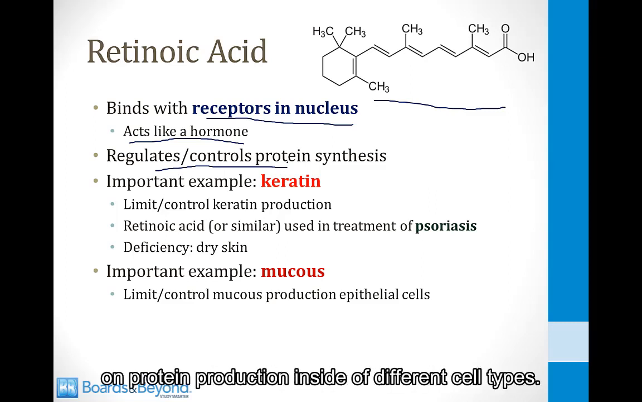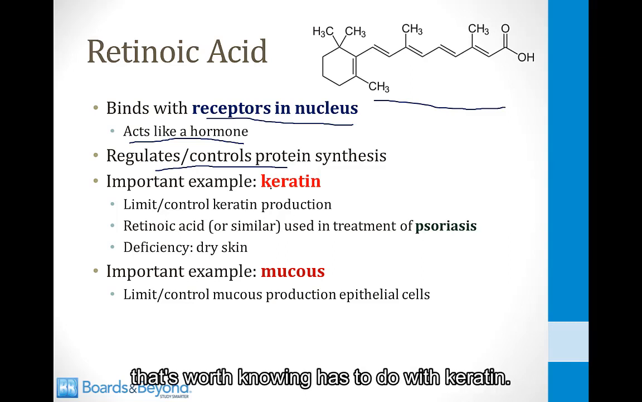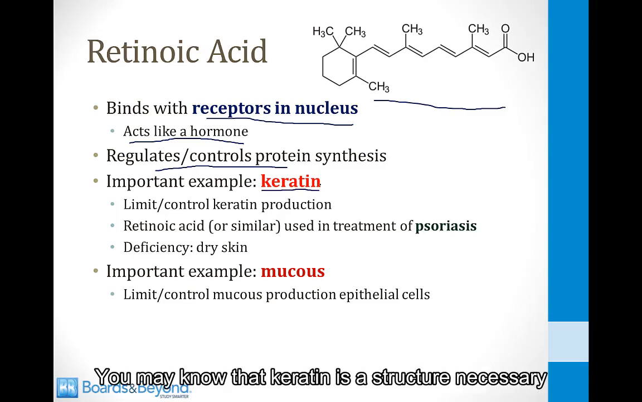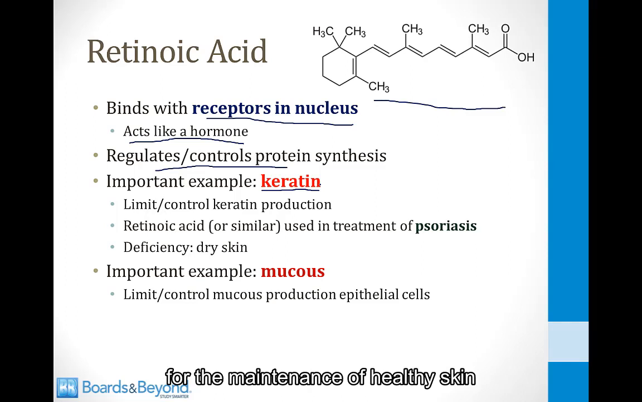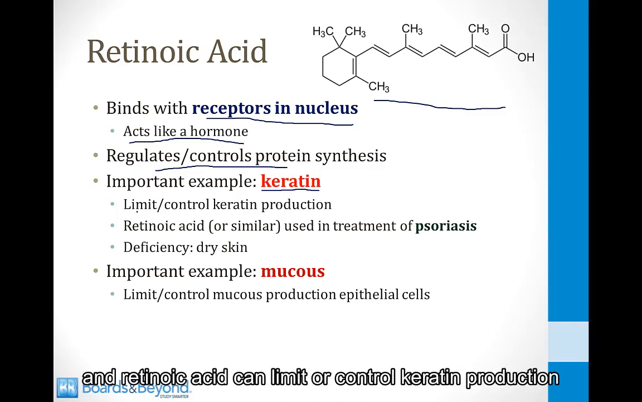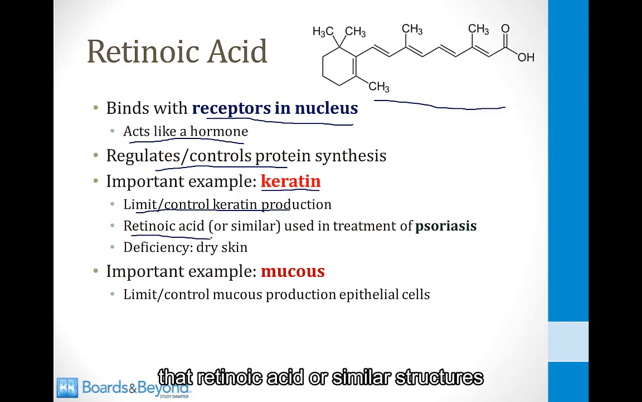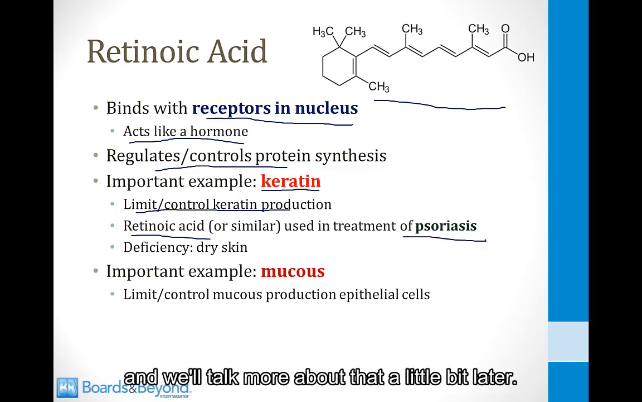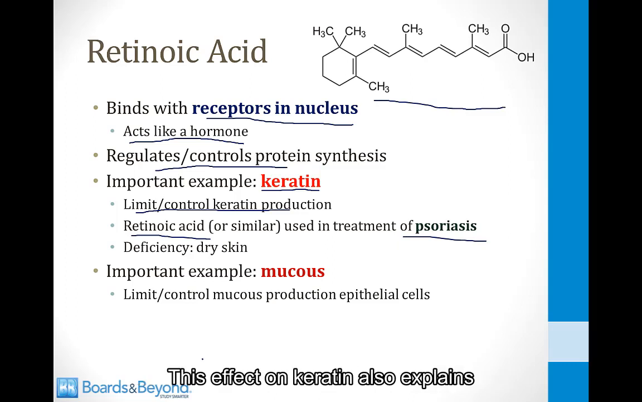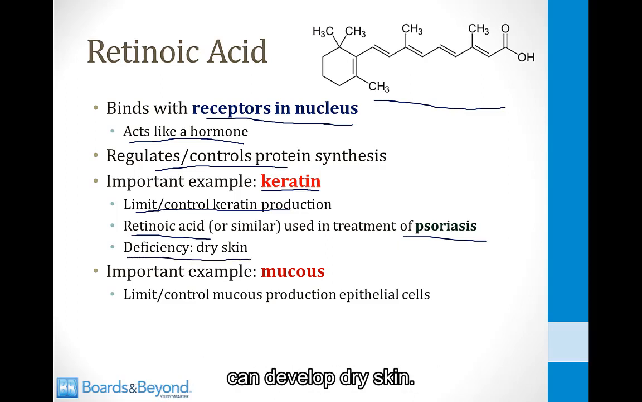different cell types. One important example that's worth knowing has to do with keratin. You may know that keratin is a structure necessary for the maintenance of healthy skin, and retinoic acid can limit or control keratin production in skin tissue. If you know this, it will help you remember that retinoic acid or similar structures are often used in the treatment of different skin disorders, including psoriasis and acne, and we'll talk more about that a little bit later. This effect on keratin also explains why patients who are deficient in vitamin A can develop dry skin.